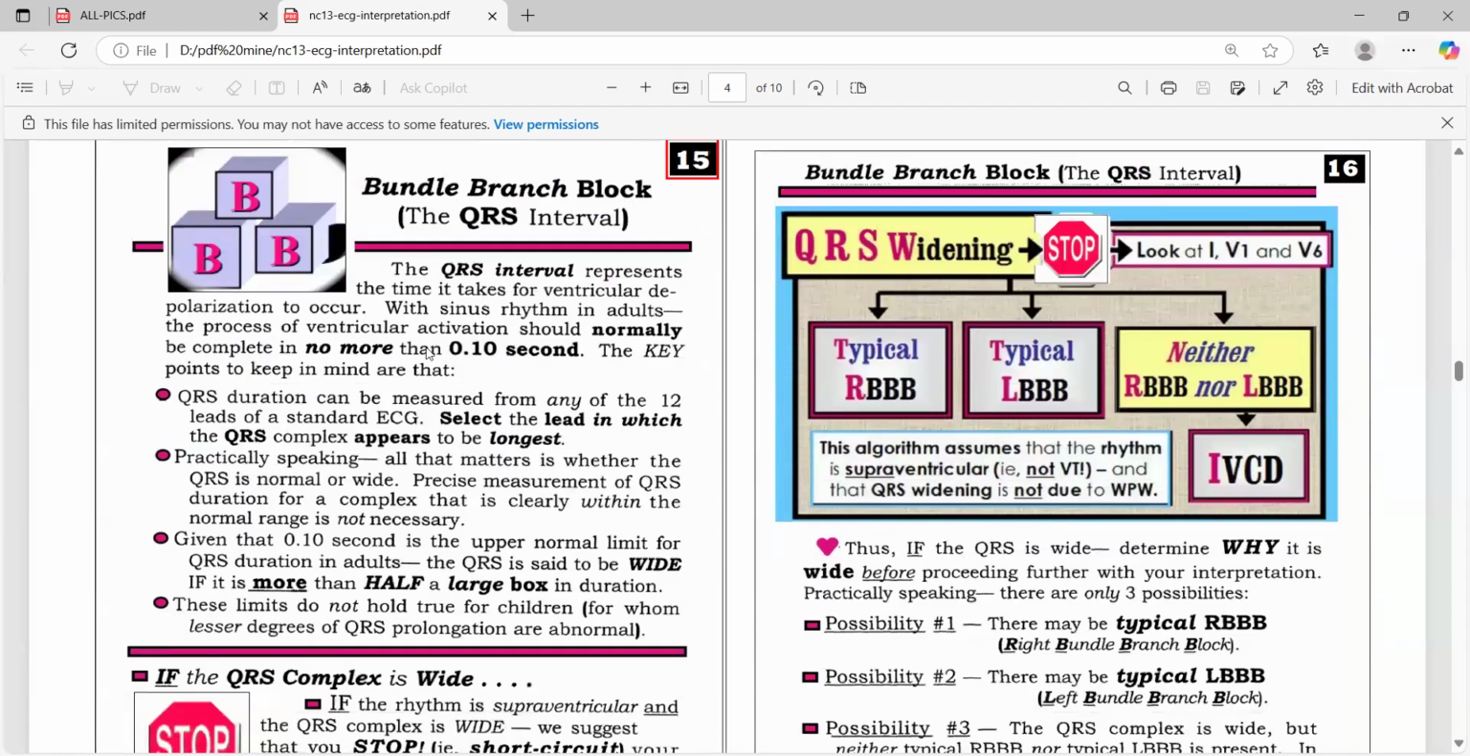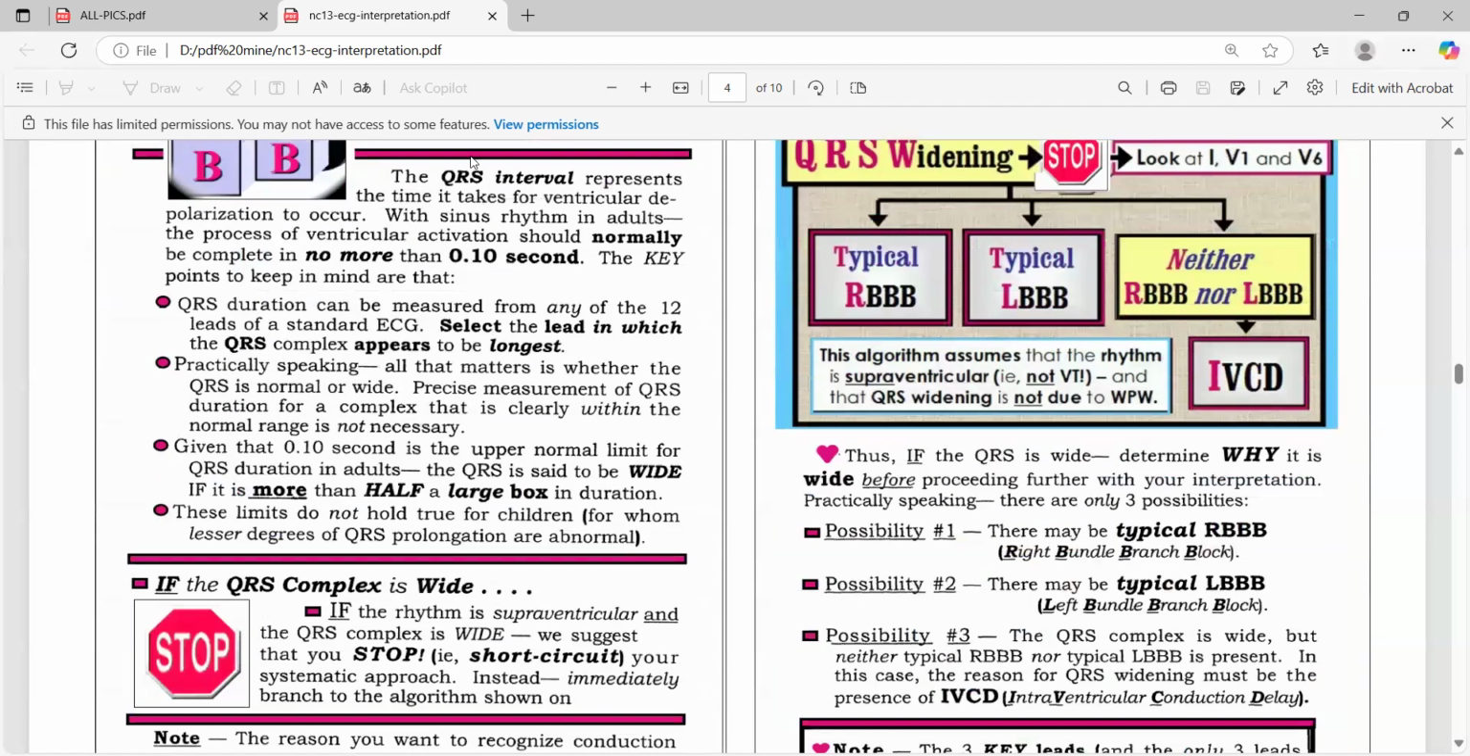Then comes the bundle branch block, although it's very unlikely that you will be asked to make a diagnosis of left bundle branch block. But since we are doing it, let's go for that. The QRS interval represents the ventricular depolarization, and normally it is complete in no more than 0.10 seconds. So there should be only one small box or maybe half of it. QRS duration can be measured from any of the 12 leads, but mainly lead 2 is the one that helps to figure out how much it is.